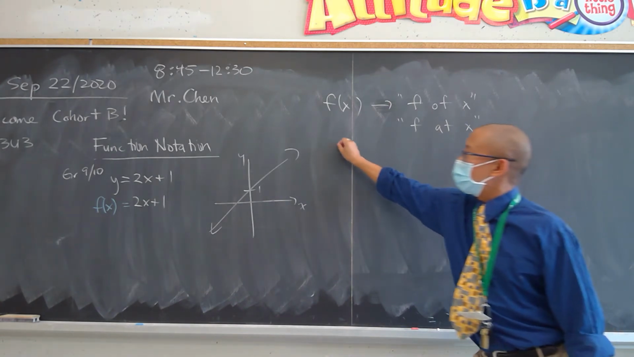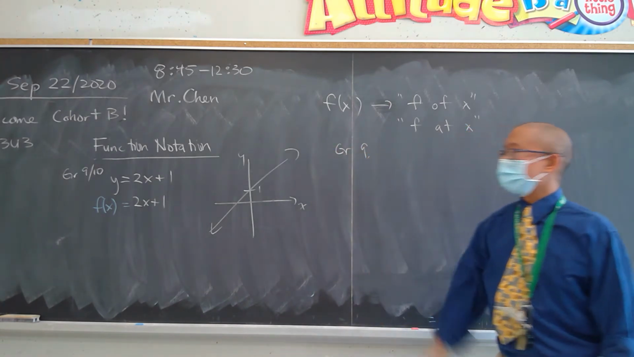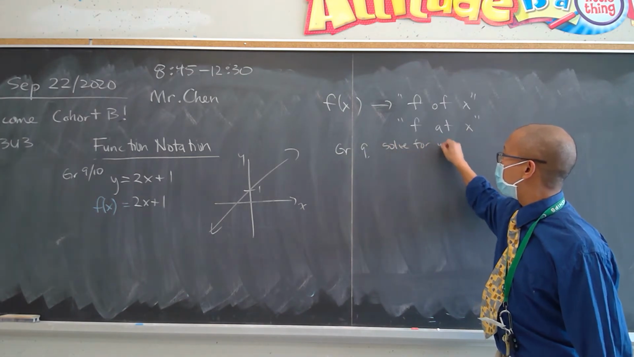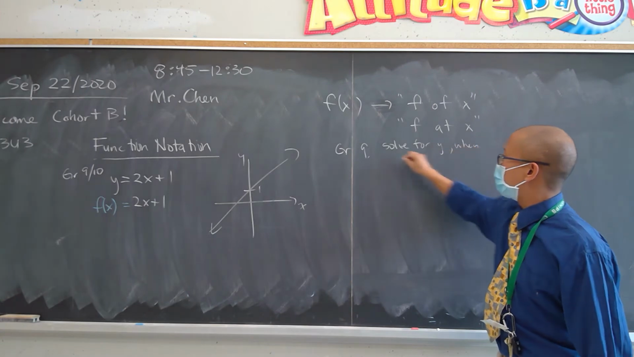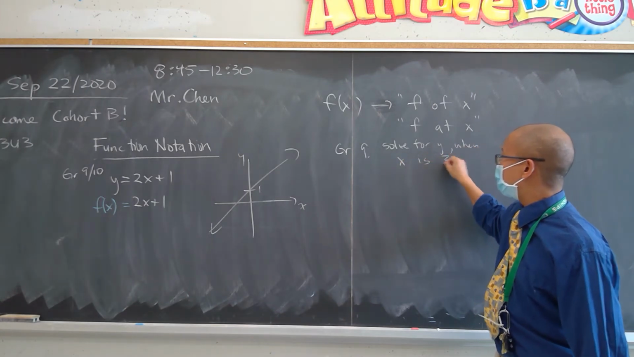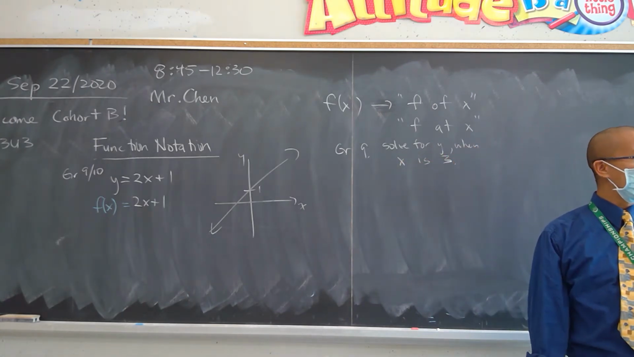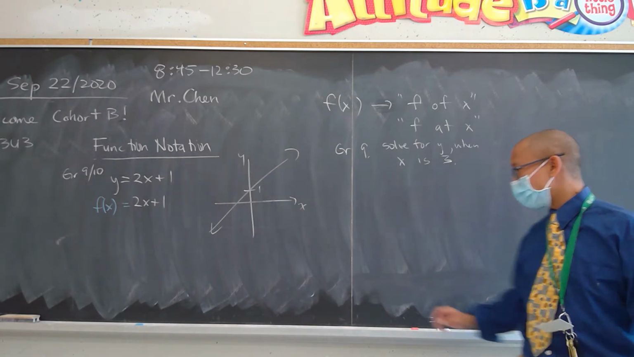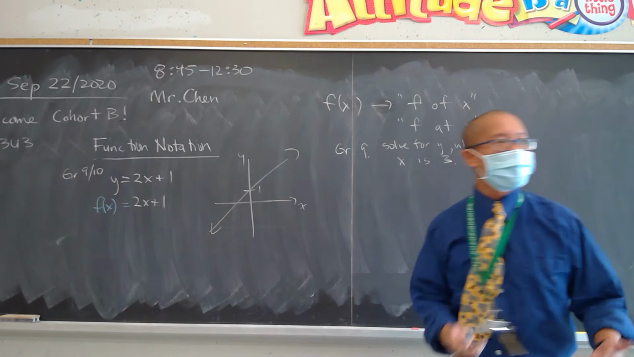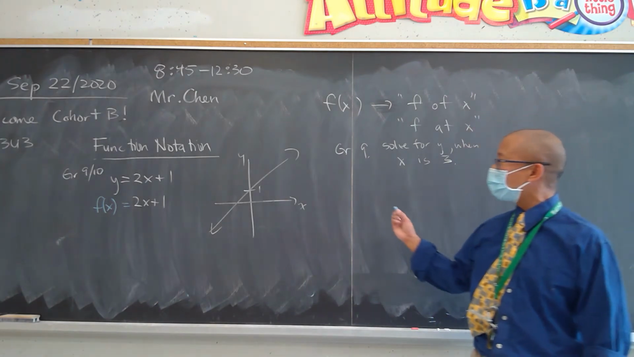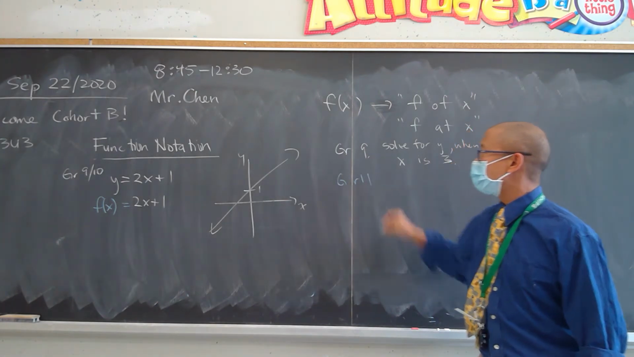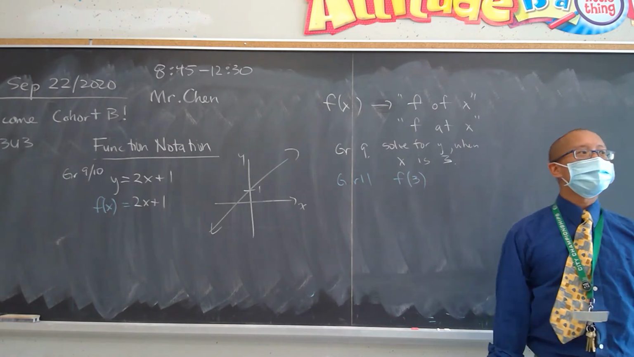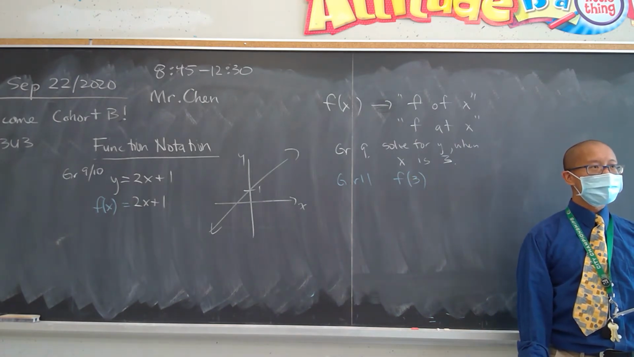So in grade 9, you would say something like this. Solve for y when x is 3. That's what you would write in English, right? But in grade 11, this function notation illustrates the concept of inputs and outputs, or more importantly, in grade 11, you would write it this way. Notice, it's so much faster, so much easier.